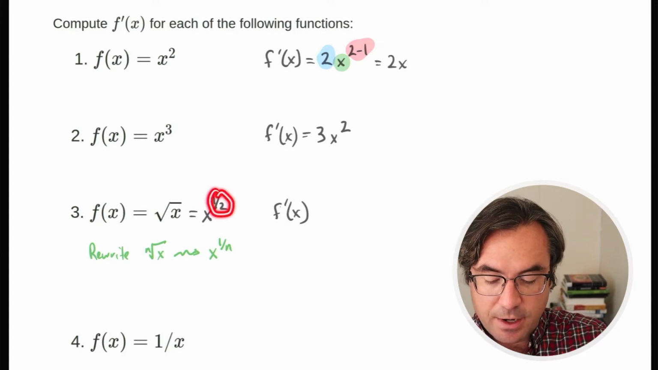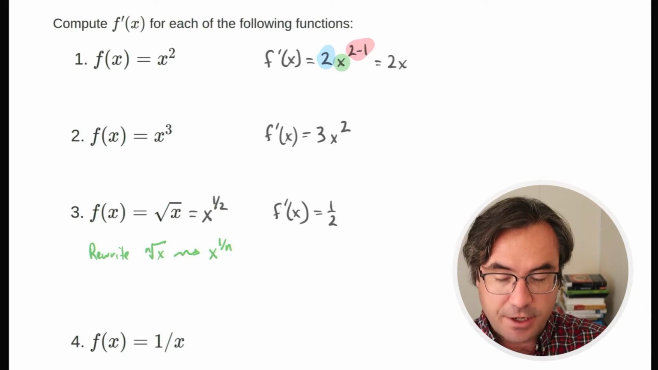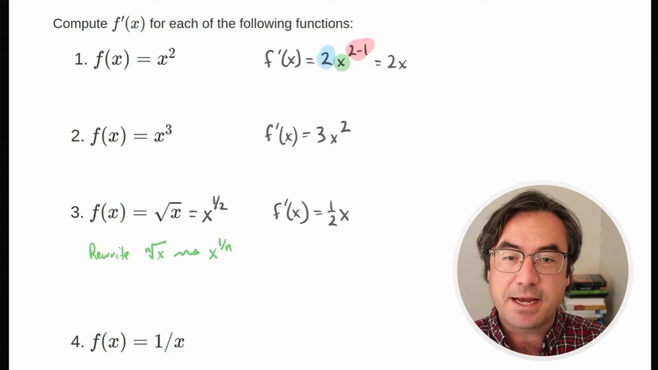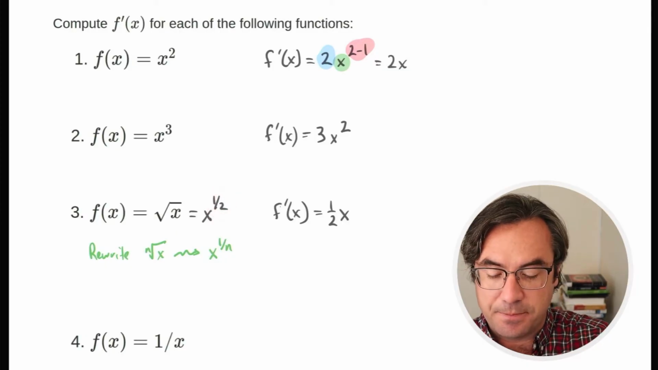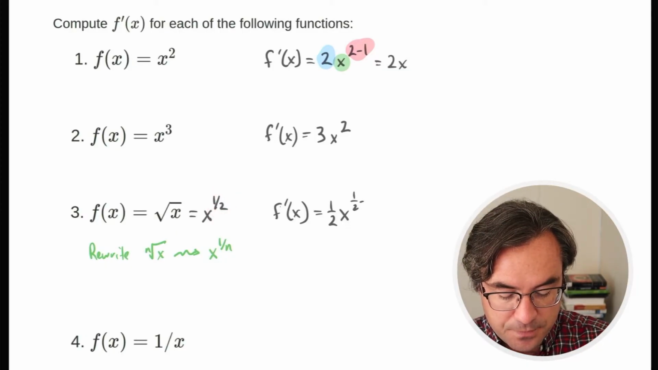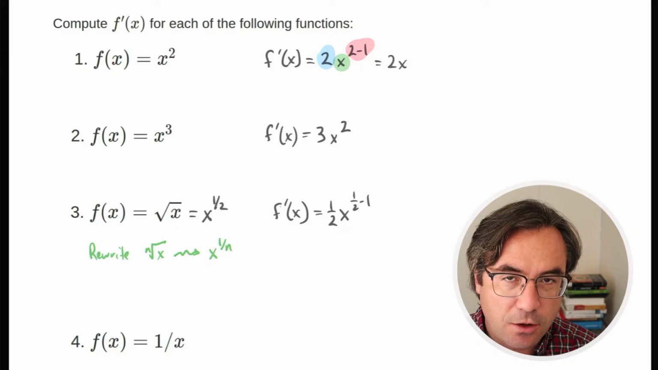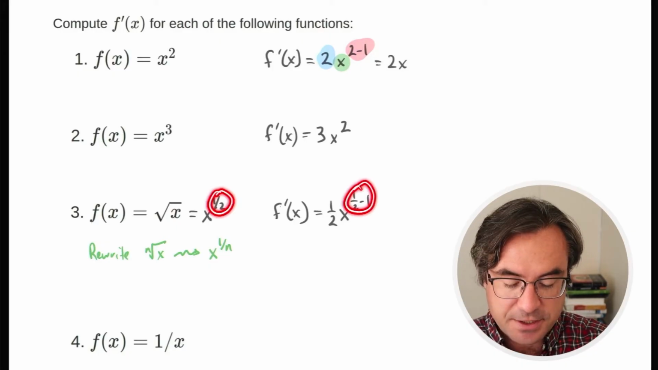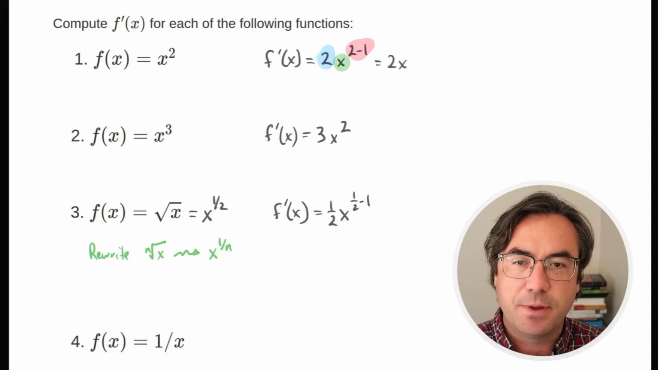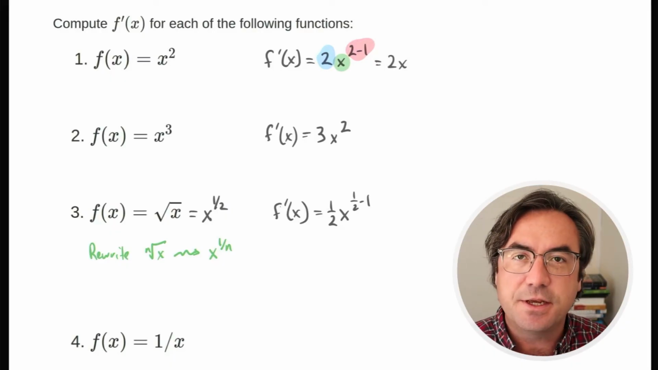Our exponent is 1/2, so we're going to bring that down, put it in front. We keep x the same, and then we're going to subtract 1 from this exponent. So again, you might be able to do this all in one step, but if you can't, especially with these fractional exponents, it doesn't hurt to show a little bit more work, at least until you get the hang of it.